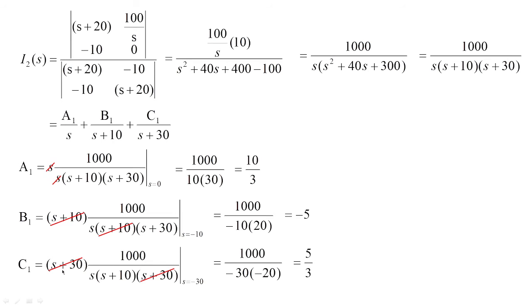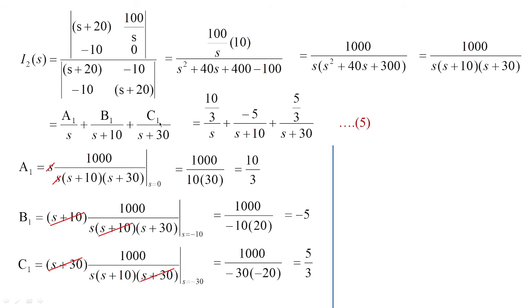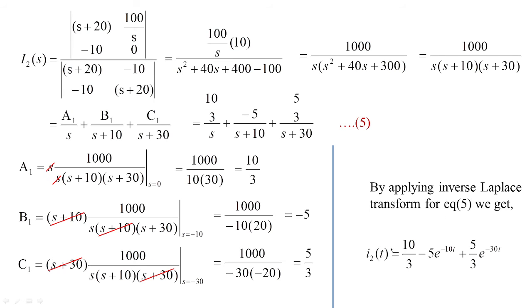and C1 value will be 5 by 3. Now, this is the substitution we are going to do with the help of A1, B1, C1 applied to equation 5, and then apply inverse Laplace transform to equation 5. I'm going to get I2 of t, which is equal to 10 by 3 minus 5 e to the power of minus 10t plus 5 by 3 e to the power of minus 30t. So this is how we determine the solutions for transient currents for RL circuit.